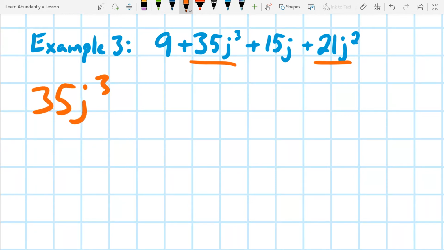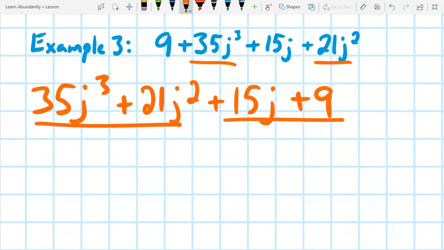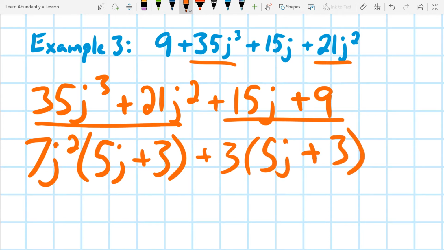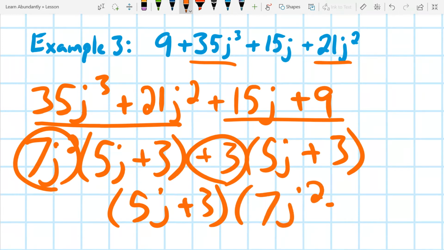If I do that, I have 35j cubed plus 21j squared plus 15j plus 9. And now that I have it in order, it's going to be much easier to pull apart. I see I have a 7j squared, and that leaves me with 5j plus 3. And I have a 3 I can take out of the second one, which leaves me with 5j plus 3. And so I can see that I've got my 2 factors, 5j plus 3 and 7j squared plus 3.